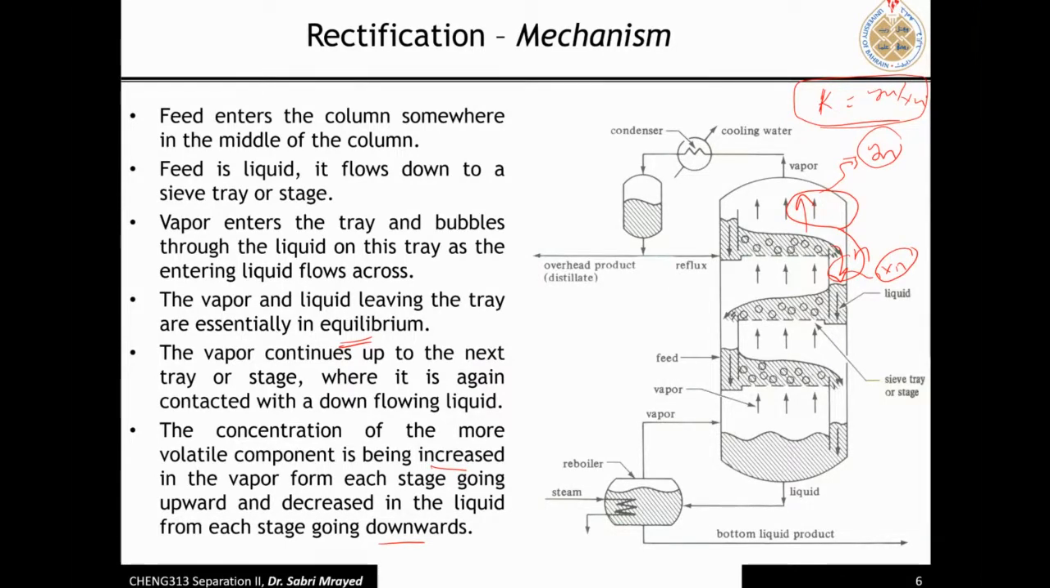The heavy component will be more concentrated in the bottom product because it's going to move from the vapor to the liquid as we go down, and there will also be a very small fraction of the heavy component in the top product. And this is what we are looking for: to separate the heavy component from the more volatile component. The more volatile component will go up and the heavy component will go down.